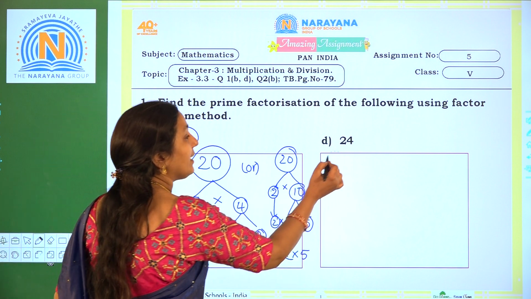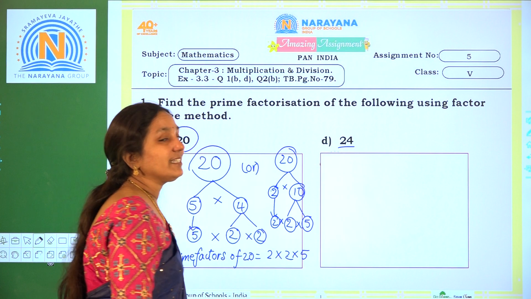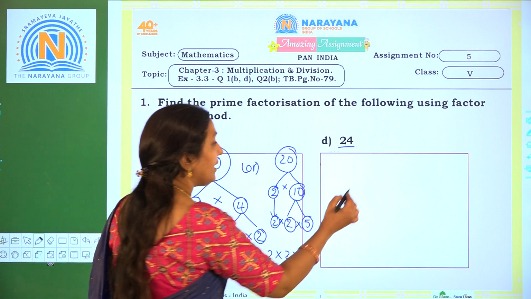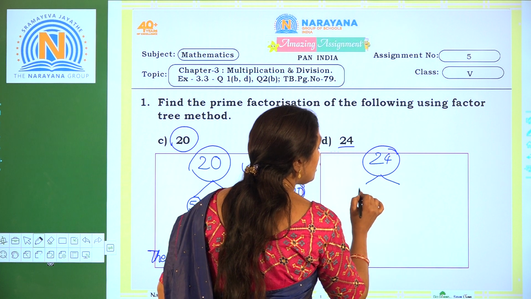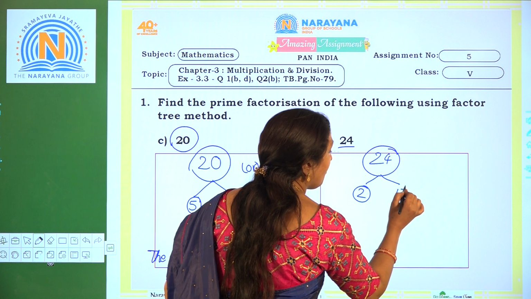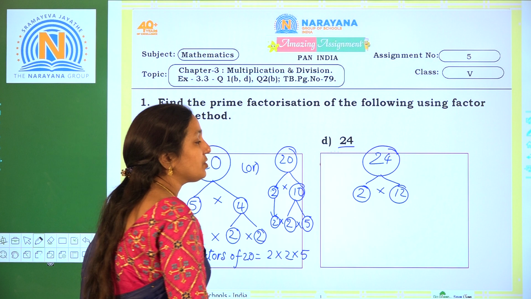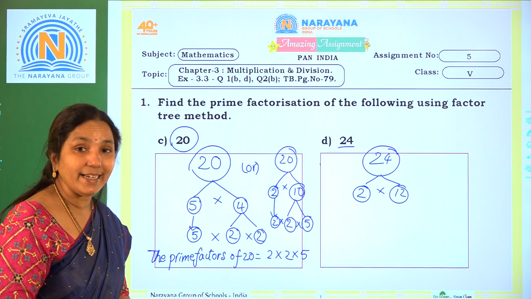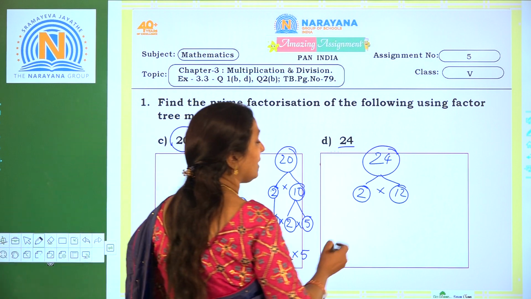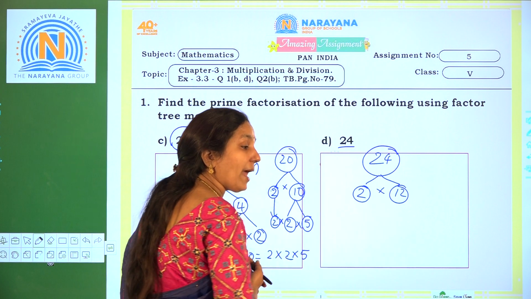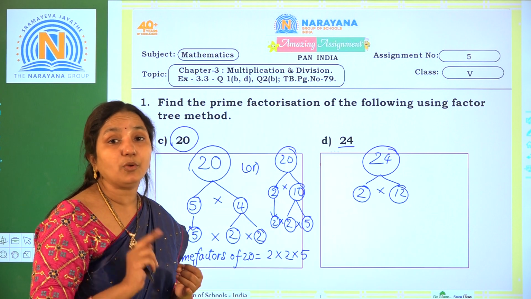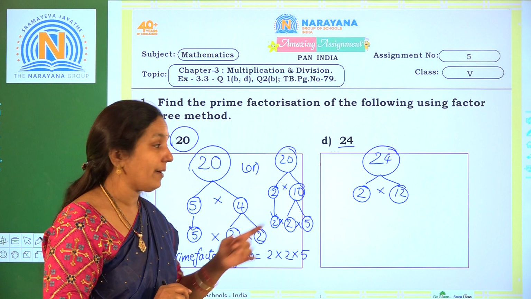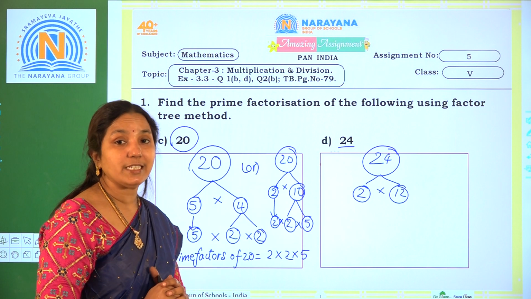Now coming to the next one, 24. What is that number? 24. So here 24 we can write as 2 12s are 24. More ways we can write. 2 is a prime number because 2 has only two factors, 1 and itself. Now 12 is a composite number.